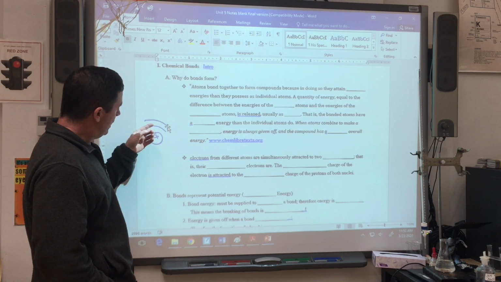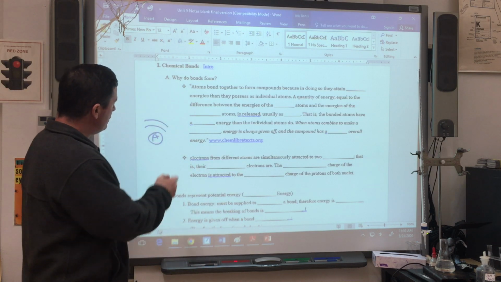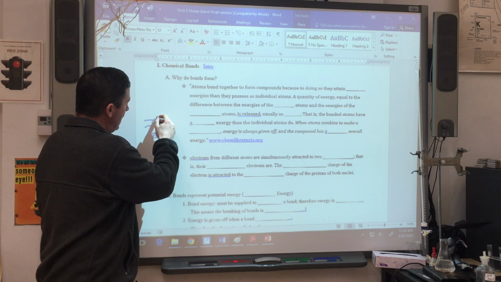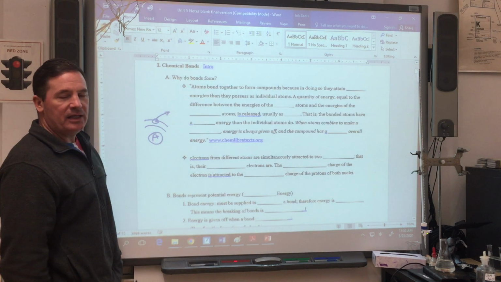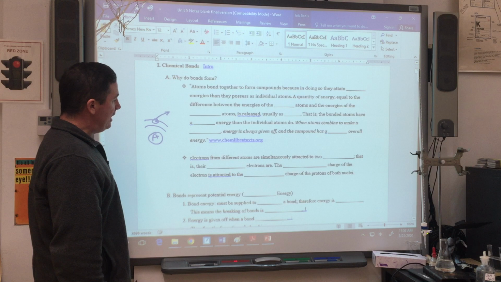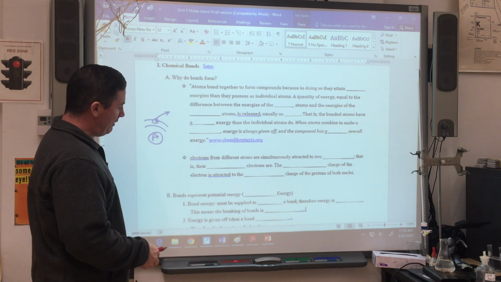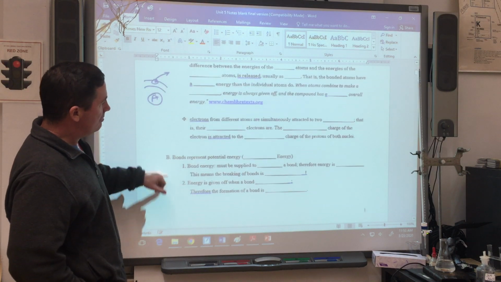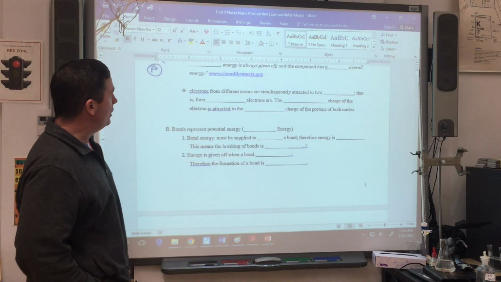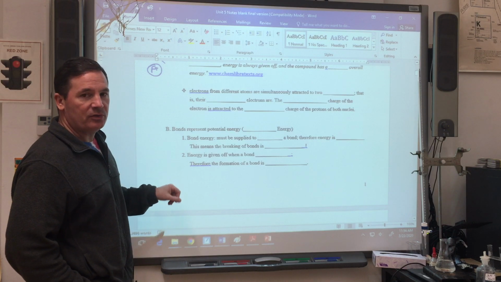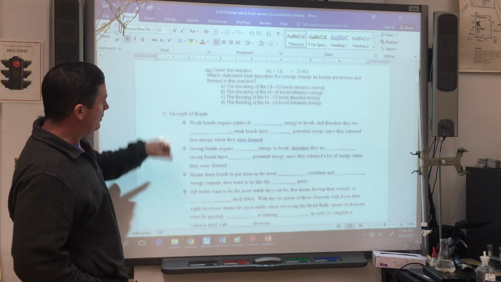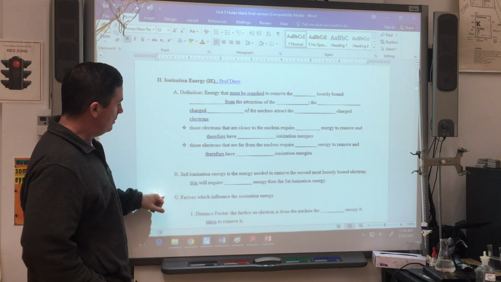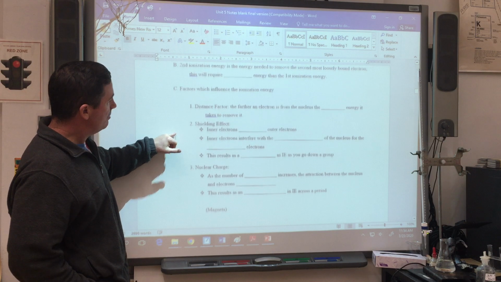ionization energy. In other words, how much energy does it take for an electron to be taken away from an atom, making it an ion? There are different factors that determine how much energy is needed in order to pull an electron away. We talked about those down in here, ionization energy. Okay? These are the factors.